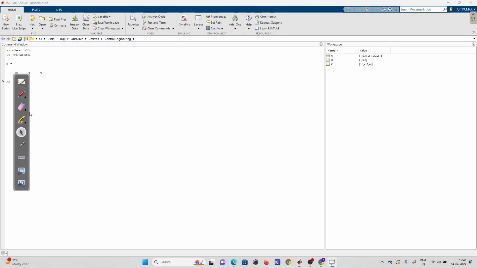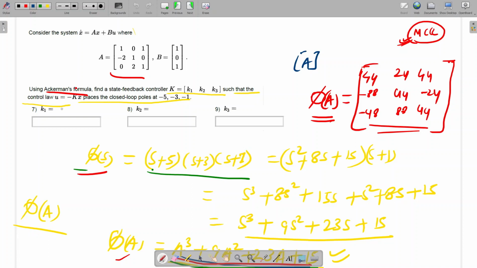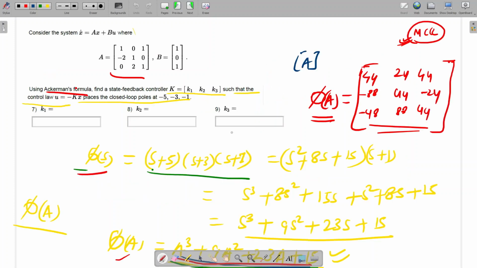So here we are getting the values. How much are we getting? 16, -14, and -4. So this is the answer: K1, K2, K3. I have written here also 16, -14, and -4. You can also do the matrix computation in MATLAB, like for solving the assignments.